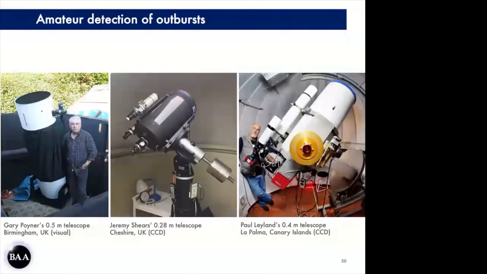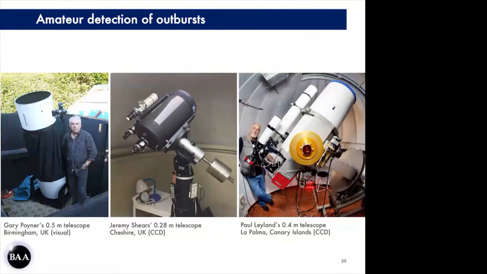Now, one of my own observational programs is to patrol for outbursts of these cataclysmic variables using a CCD camera on my 11-inch telescope, which is shown in the center here. This is the C11 in my observatory. Other people use different instruments. You can see my friend Gary Pointer on the left here. He's a visual observer located quite close to the centre of Birmingham. You can see his 20-inch telescope there.